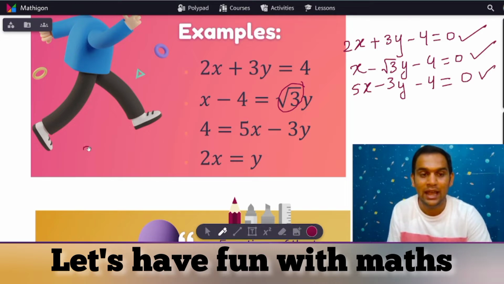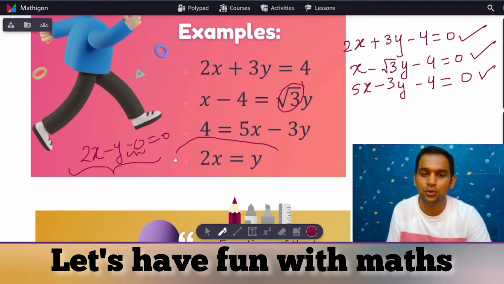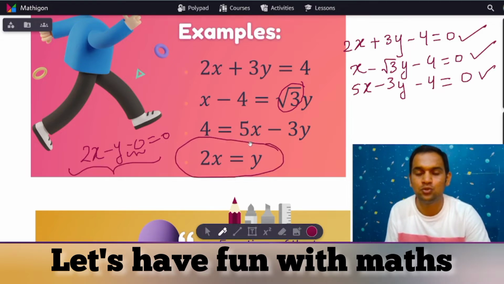2x equals y. I can write it as 2x minus y minus 0 equals 0. So over here, the value of c is 0. So obviously, 2x equals y is also a linear equation in two variables.